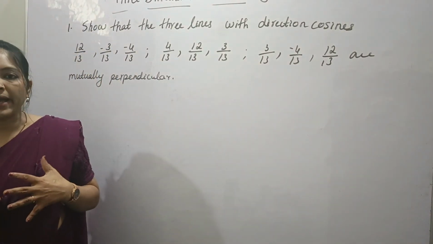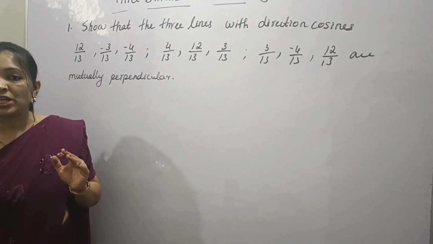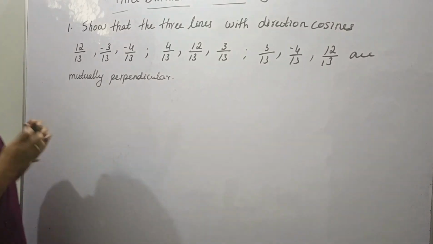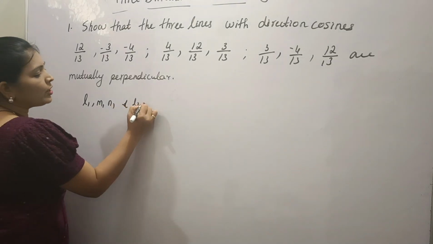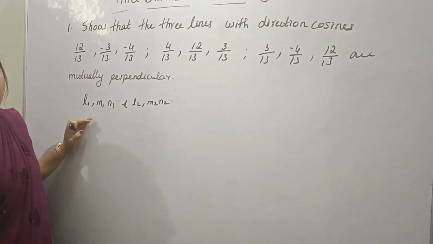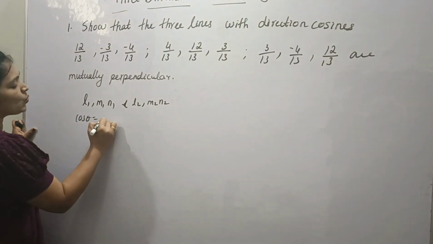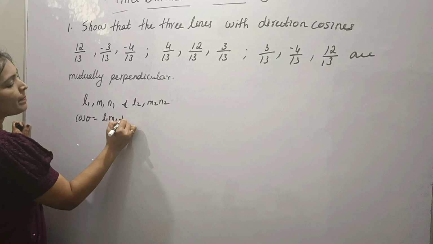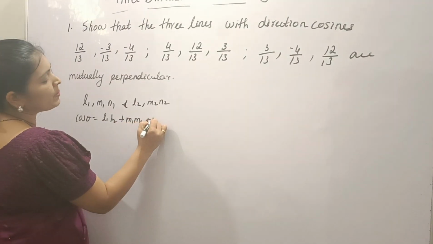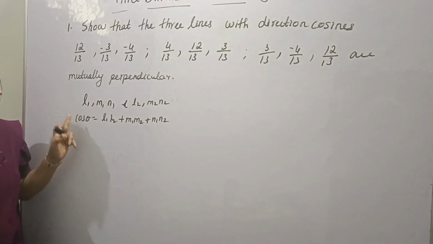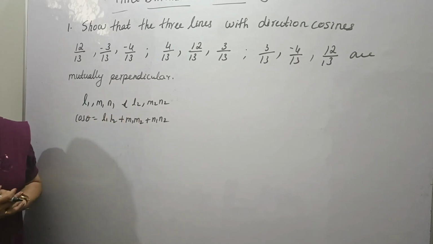We have studied how to find the angle between two lines when their direction cosines are given. If l1, m1, n1 and l2, m2, n2 are the direction cosines of two lines, then cos theta is equal to l1 l2 plus m1 m2 plus n1 n2.